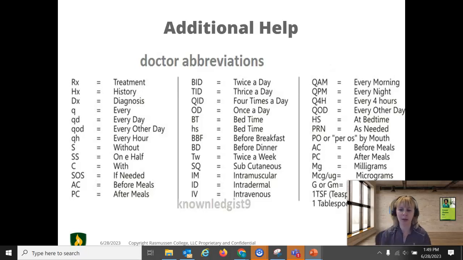So again, I would highly recommend if you don't have these, maybe pause, jot them down, make some flashcards out of them, just so that way you do have them for your course project this week.